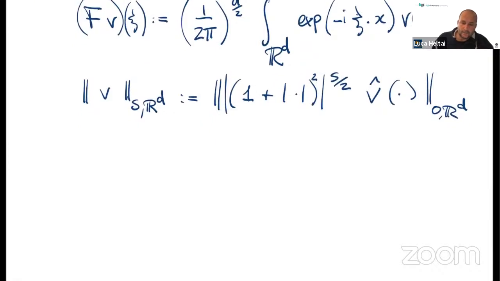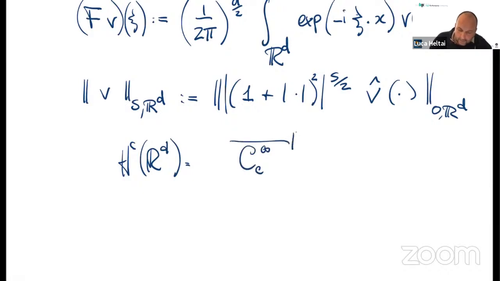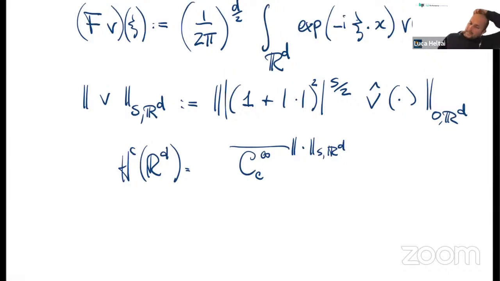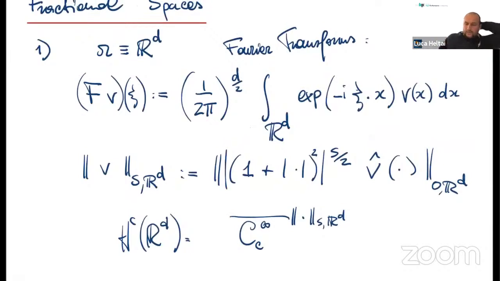The definition of the fractional spaces is given by the closure of C infinity with compact supports of R^d. So H^s of R^d is the closure of the space C infinity with compact supports, closure with respect to the norm s on R^d, which we have just defined. So this is one option. So we define this for R^d and we use R^d. Of course, this is okay, because in R^d, it makes sense to compute.